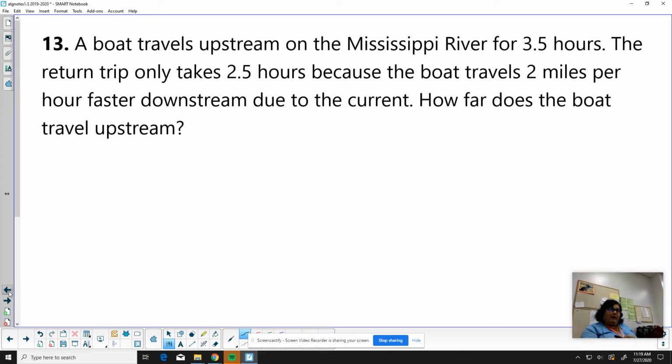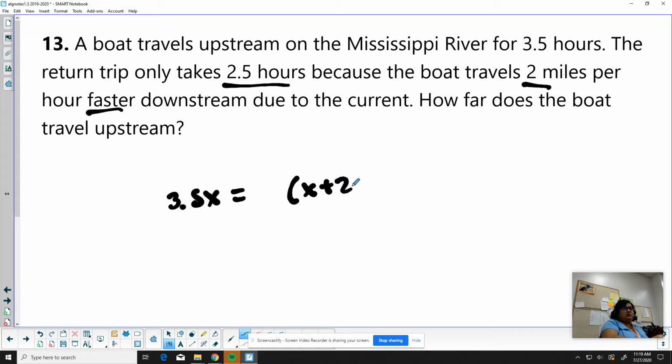So it says we travel upstream for 3.5 hours. So my upstream is 3.5x. If you did that, good job. Give yourself a pat on the back. Okay, and then it says the return trip only takes 2.5 hours because the boat travels 2 miles per hour faster. So it's very similar to the last one. So we're going to put the x plus 2 because that's how much faster it went because of the current. And that 2.5 is going to go on the outside like that.